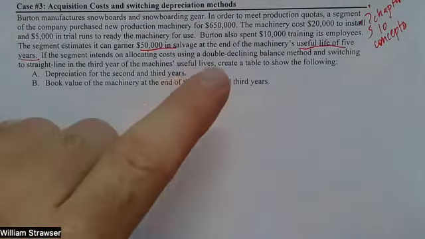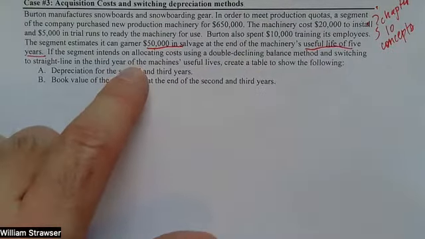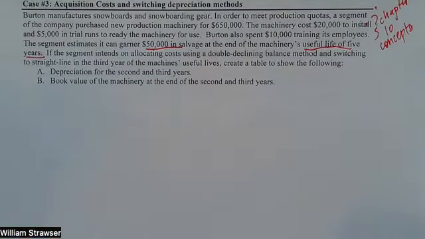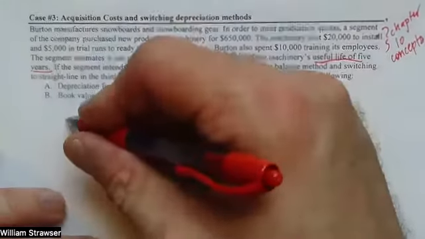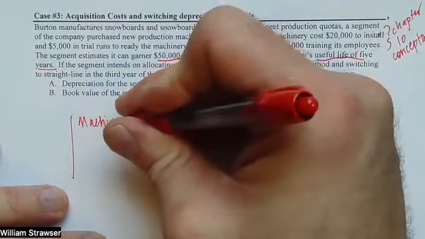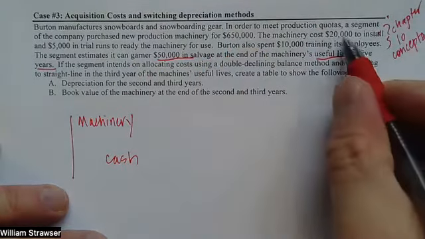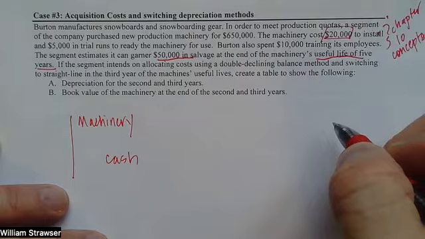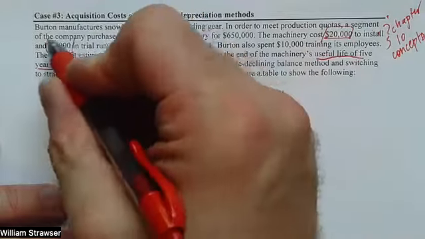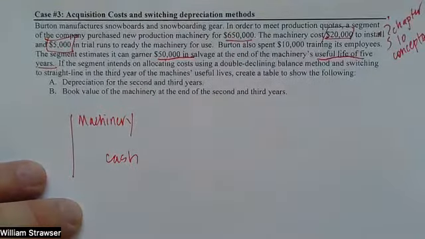They intend on allocating costs using double declining balance and switching to straight line in the third year of the machine's useful life. So they're going to do a change in estimate in that third year. The first thing I need to do is apply the chapter 10 concepts and figure out how much I want to record as the value of my machinery. If all of these are cash expenditures, then I want to capitalize the 20,000 and the 5,000 trial runs. The installation costs both get added to the invoice price.